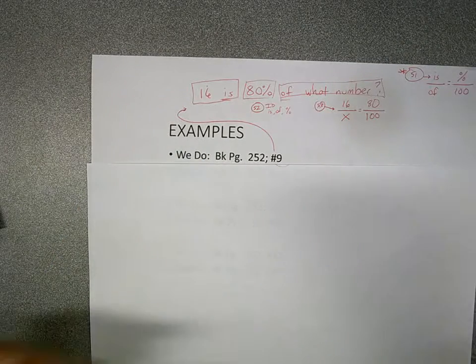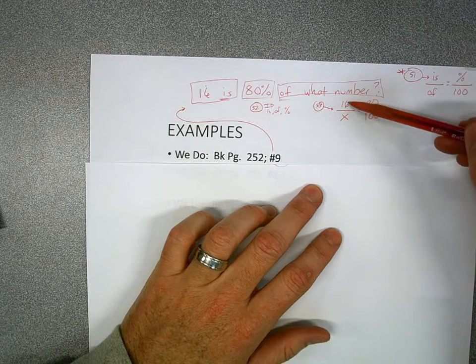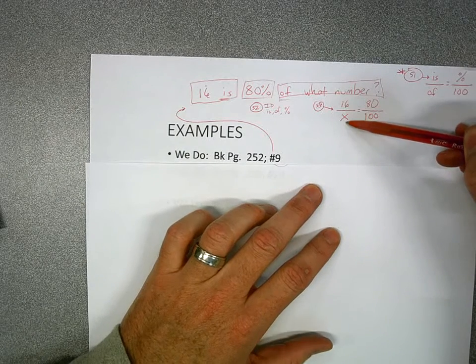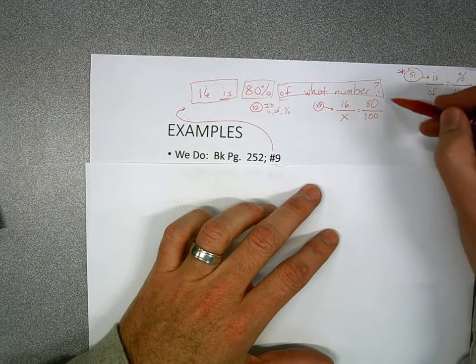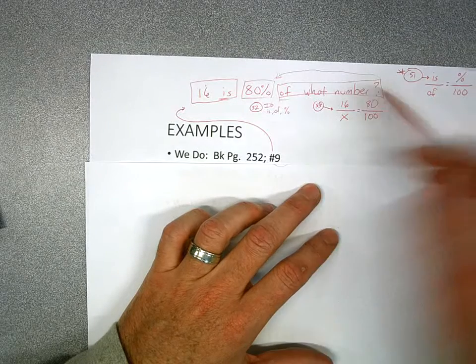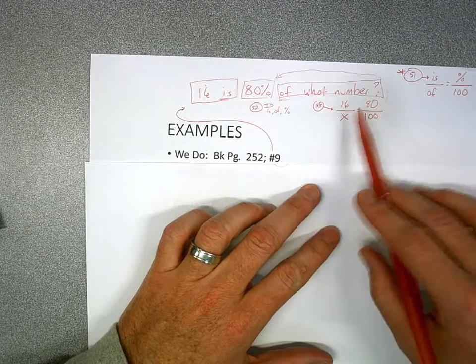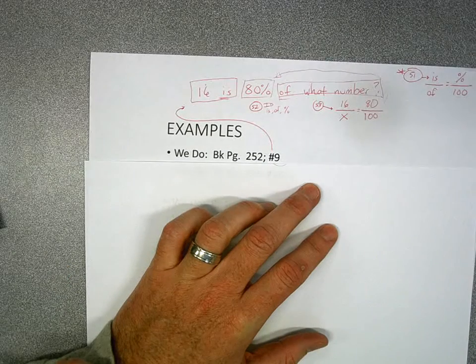Now, let's just reflect on this really quickly. 16 over x is the part over a whole, that's what that is, equals, look at this guys, 80 over 100. I'm just pointing this out in case you didn't notice. 80 over 100 is just 80% written like a fraction. That's all it is. It's proportional to that, so that's why we write it like that.